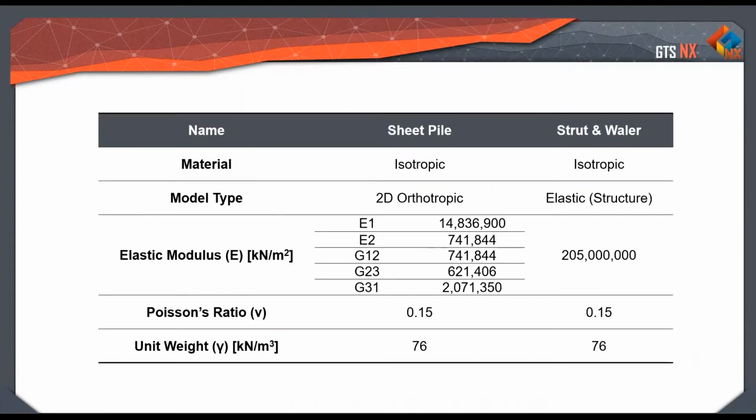And you can see the structural properties in the table. I assume the structural properties as an elastic material and give reasonable values for elastic modulus, Poisson's ratio, and others. And I will use shell elements for the retaining wall, the sheet pile wall, beam elements for the waler, and truss elements for the strut.